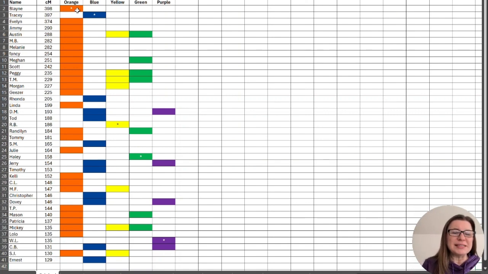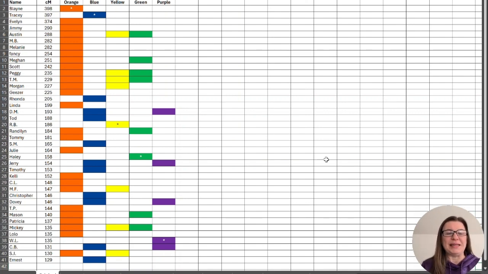And then you assign a color to the first person on your list. And then I put an asterisk saying they are a key person. They are going to start this cluster. I look at their shared matches, so Blaine's shared matches, and they all get assigned the color orange. Then I look for the first person who doesn't already have a color. Now Tracy did not have a color, so I assigned her blue, gave her an asterisk because she's a key person for the blue cluster. So I look at her shared matches and they all became the color blue. They got assigned the color blue.